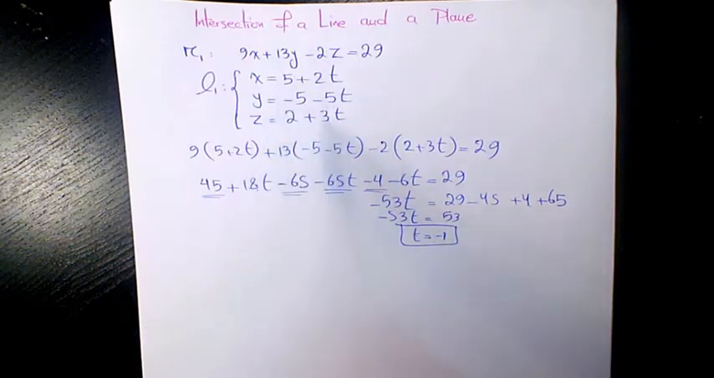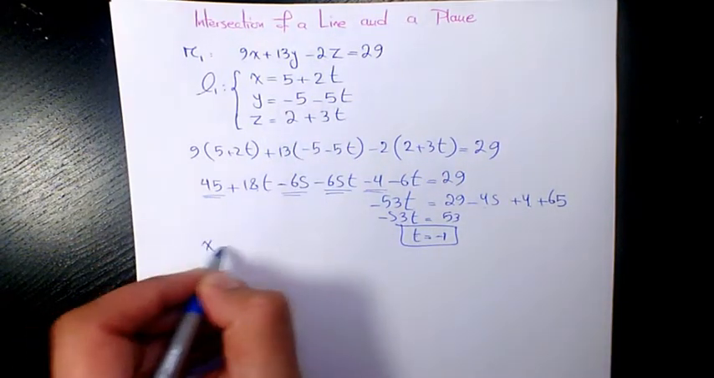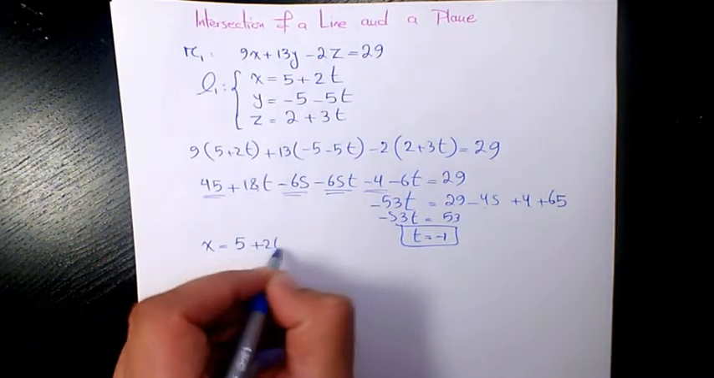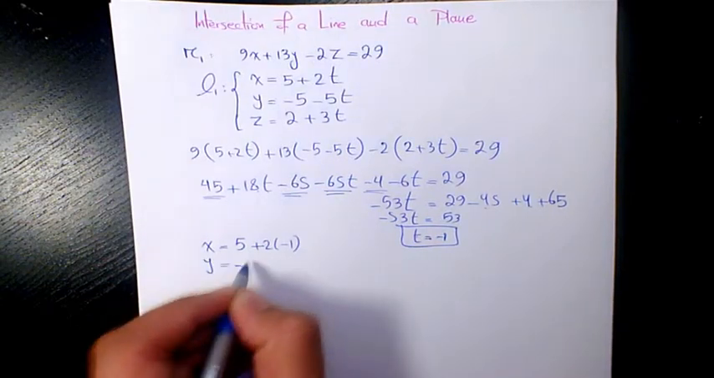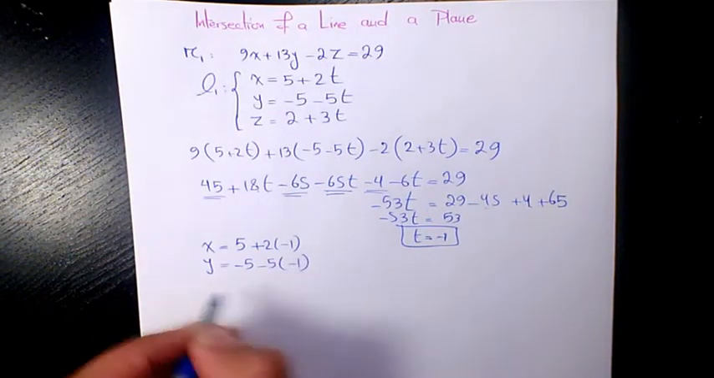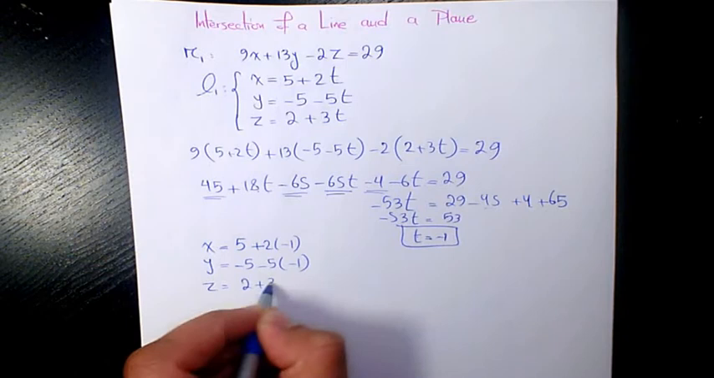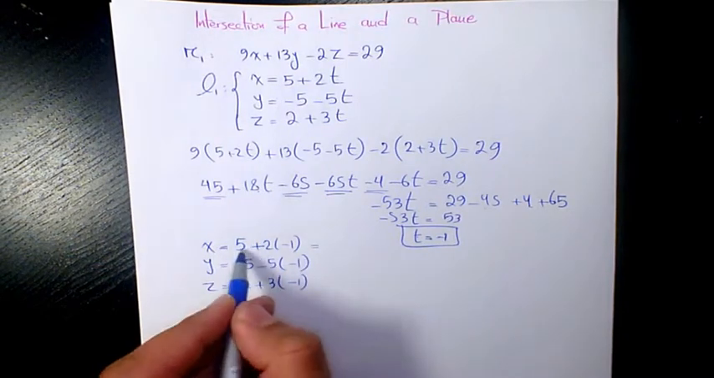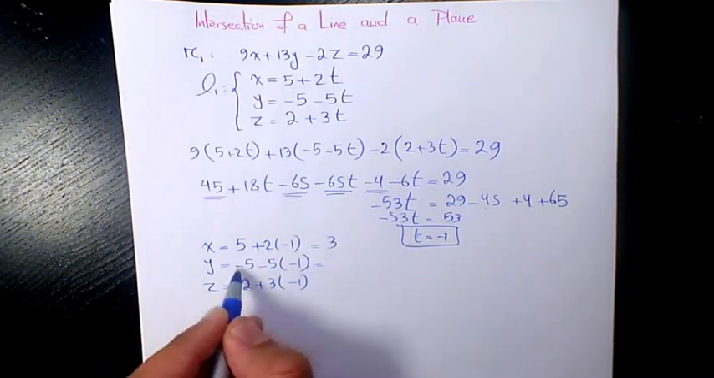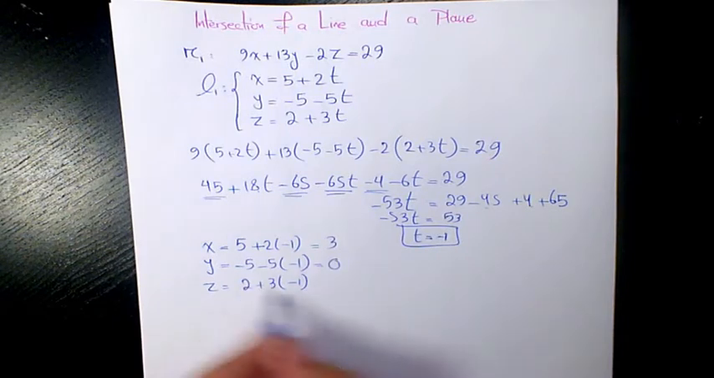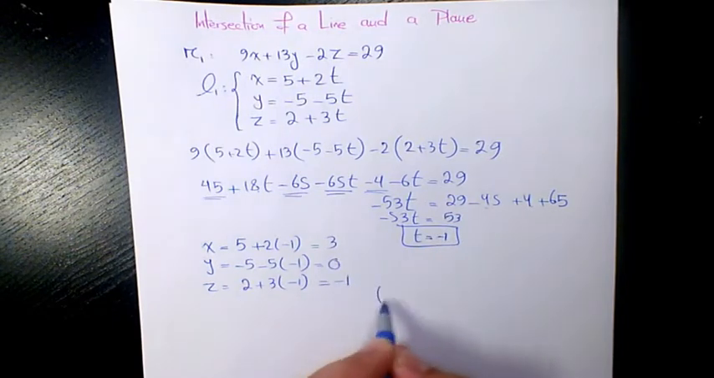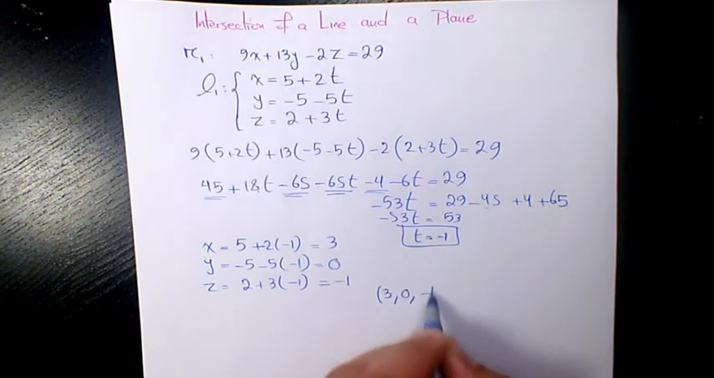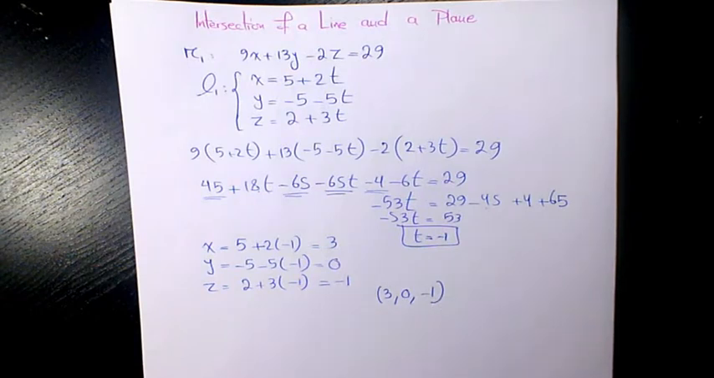So we substitute it there to find the point of intersection. So x equals 5 plus 2 times negative 1, y is negative 5 minus 5 times negative 1, z is 2 plus 3 times negative 1. So we have 5 minus 2, 3, negative 5 plus 5, 0, 2 minus 3 is negative 1. So 3, 0, and negative 1 is going to be the point of intersection.